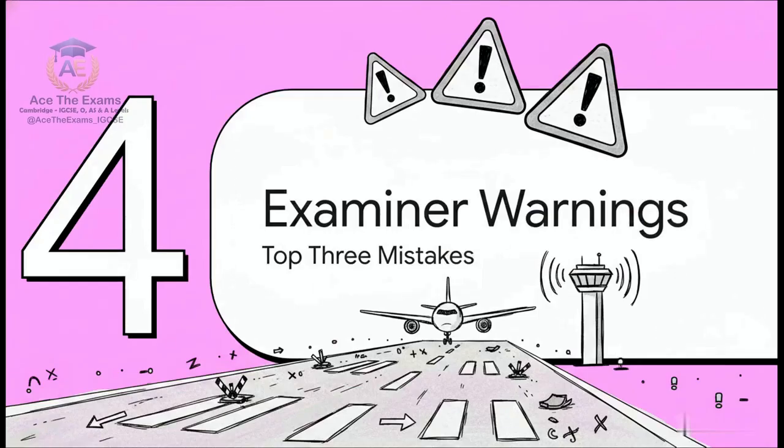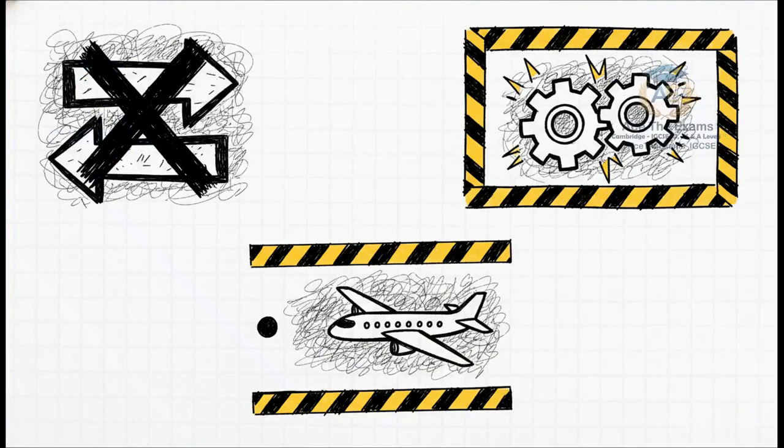Moving into Sector 4, the top 3 examiner warnings. Pay close attention. Okay, we are approaching the runway, but the tower is detecting massive debris on the landing strip. These are the exact recurring errors that consistently cause top-tier students to crash and burn, dropping them straight from an A-star down to a B grade. We absolutely need to clear these hazards before we authorize your final approach.